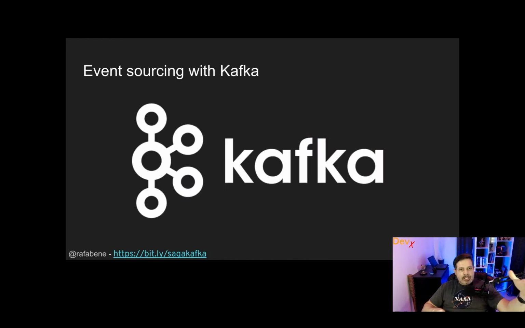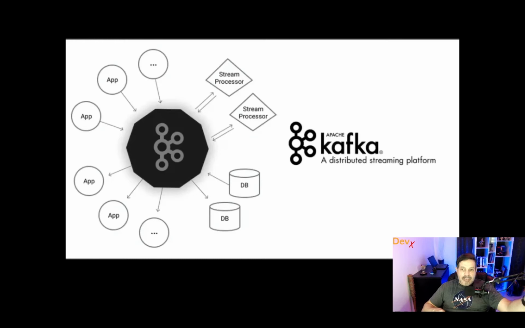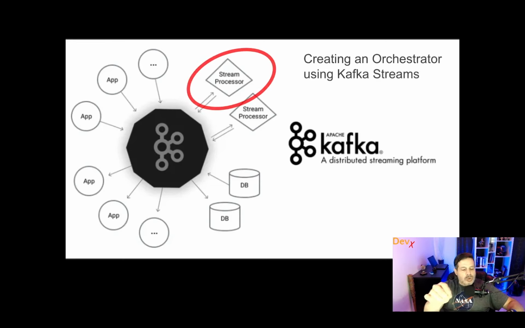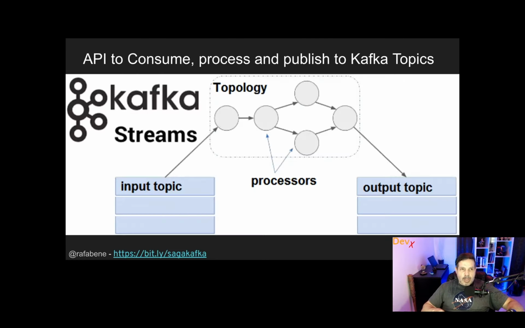Okay. Now let's talk about event sourcing with Kafka. Kafka is a distributed stream platform that allows you to have producers of messages, consumers of messages, integration with databases, and also a stream processor. The stream processor is a really nice feature because we can easily create orchestrators with Kafka streams. Why?